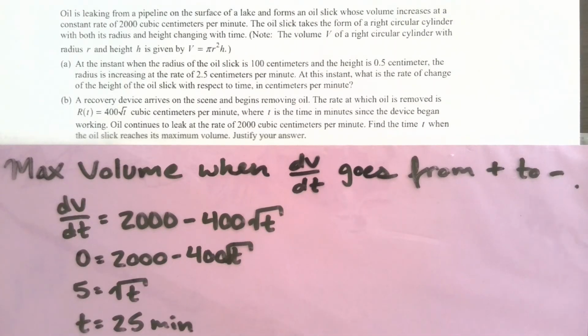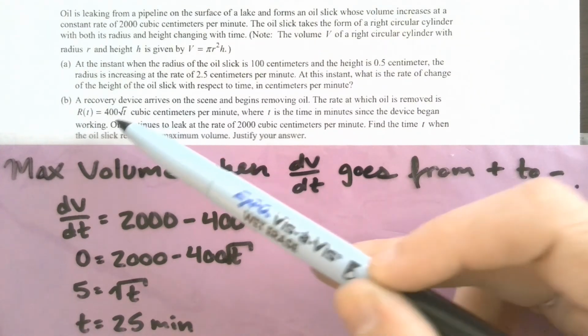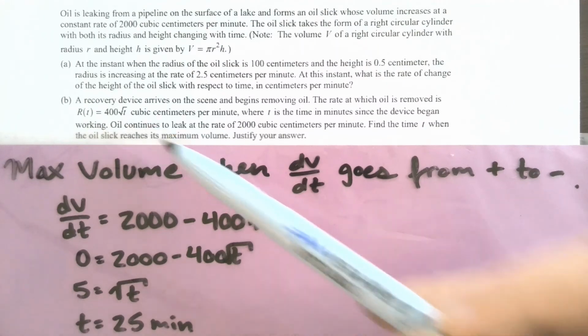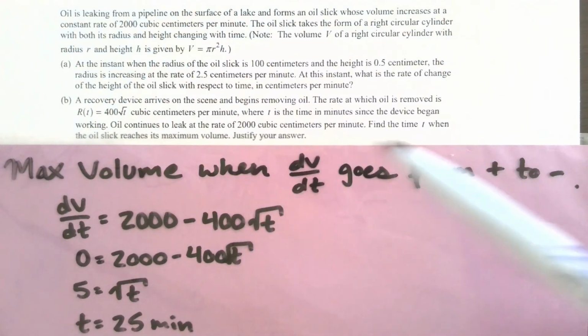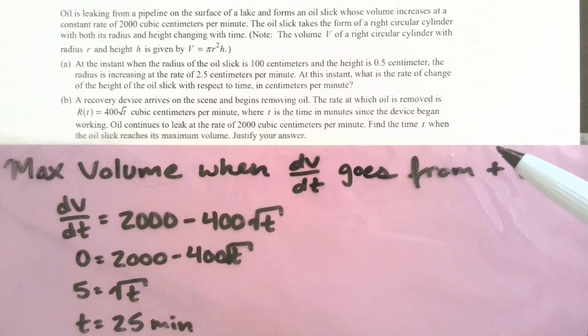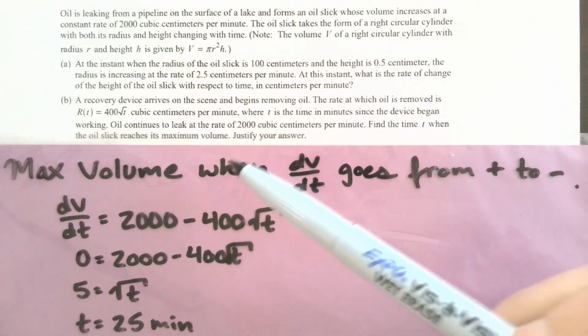So in part B, we're given the fact that now we've got this device removing the oil at this rate of 400√t cubic centimeters per minute. We still have it flowing out at 2,000 cubic centimeters per minute, and it wants to know the time that the oil slick reaches its max volume.